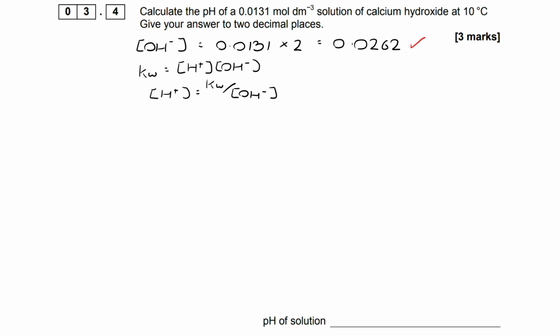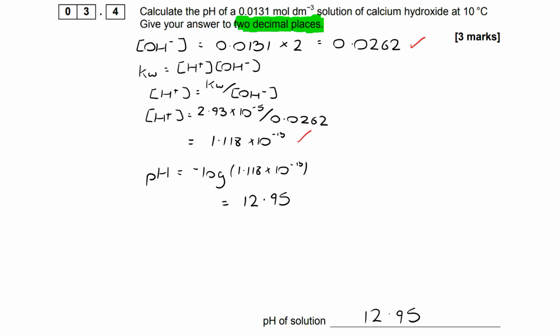I'm then going to take my Kw expression, and this time, because I want to know what the pH is, I'm going to rearrange it to make H+ the subject. I'm not assuming H+ and OH- are the same here because we're not dealing with a neutral solution. Once I put those figures in, and I've got my Kw expression once again from right back at the beginning of the question, divided by the concentration of OH- ions, that then gives me my concentration of H+.